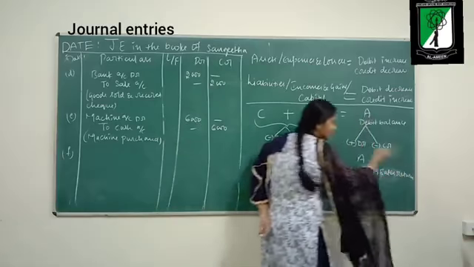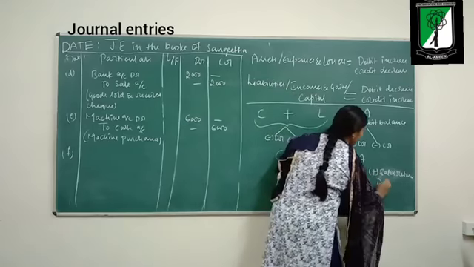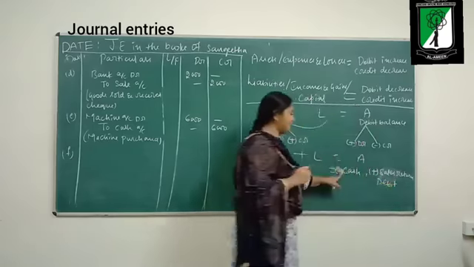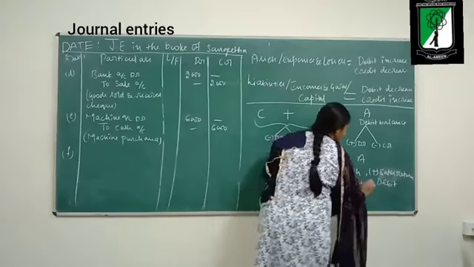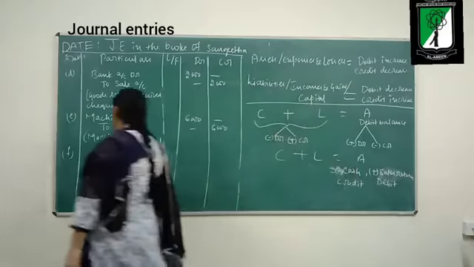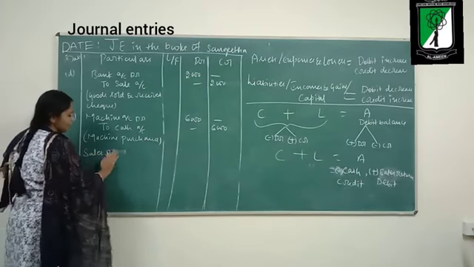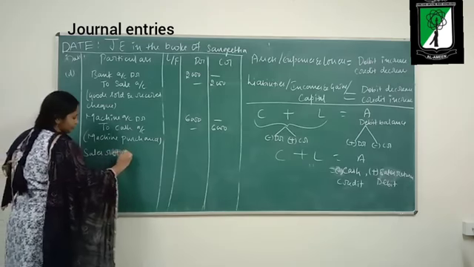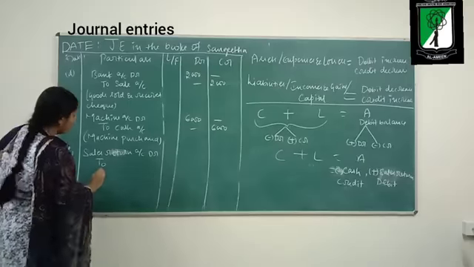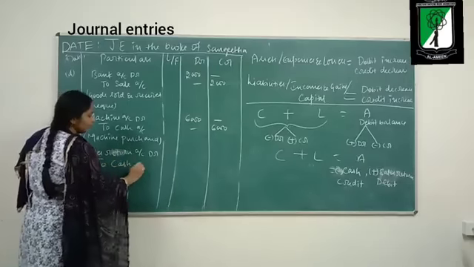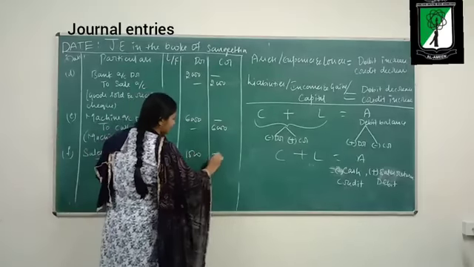So my goods are increasing. Increase in asset should be debited. My cash balance is decreasing. Decrease in asset should be credited. So what is the journal entry? Sales return account debit to cash account. What is the value? 3,500.